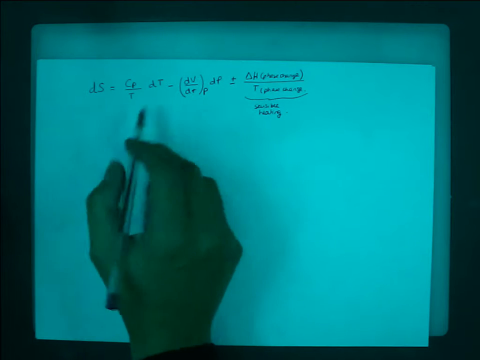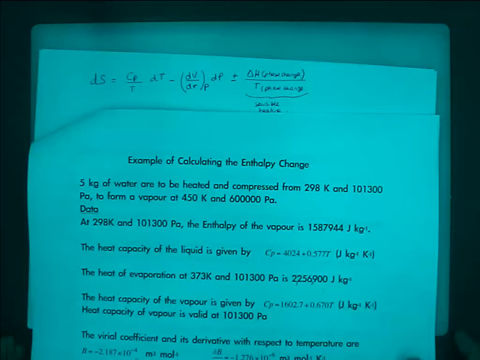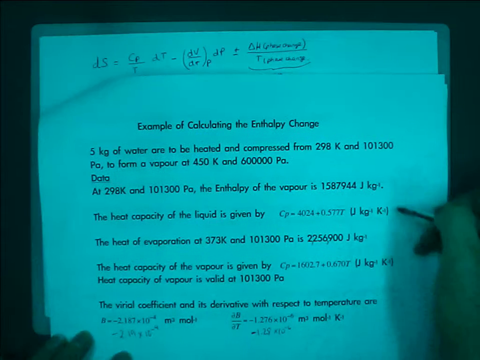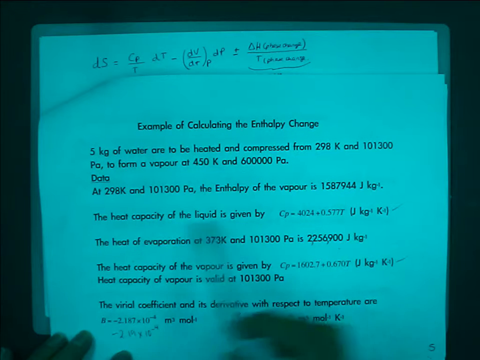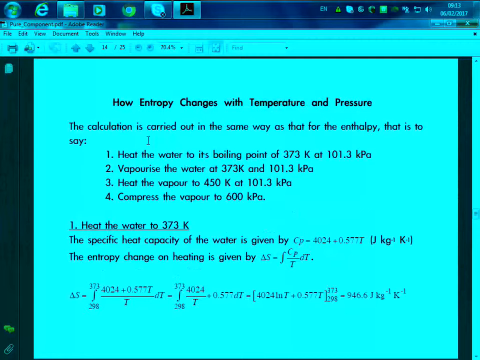You have the equation, and then the conditions that we gave last time are here, right? This is when we calculated the enthalpy change, and you basically will take the same equations and the same values given, as well as approximating the change of pressure using the virial coefficient, right? So here we have the solution. As I say, the calculation is carried out in the same way as for the enthalpy.